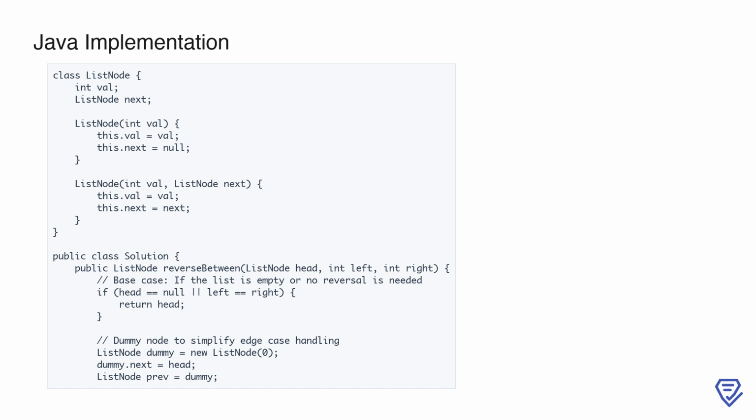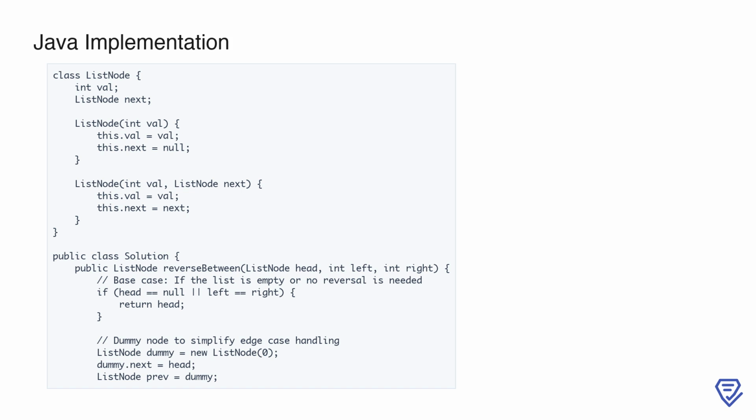First, we handle the base case. If the list is empty or no reversal is needed because left equals right, we simply return the head of the list as is. Next, we create a dummy node with a value of 0 and point its next to the head of the list. This dummy node simplifies handling edge cases, such as when the reversal starts at the head of the list.